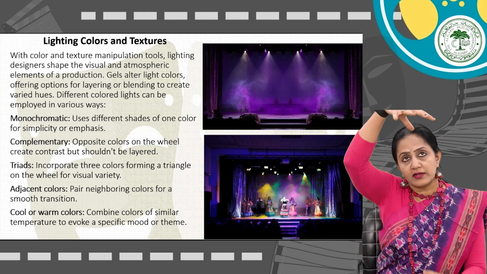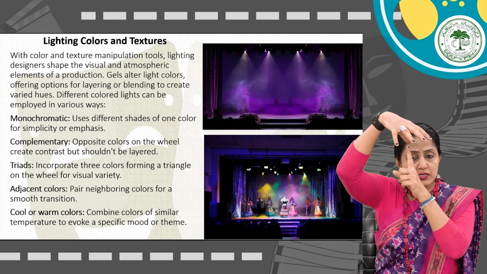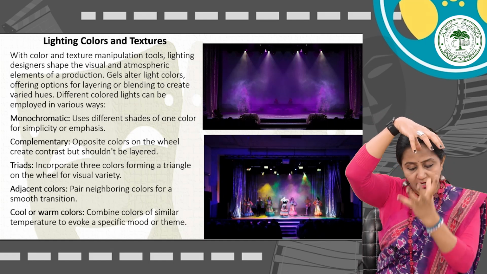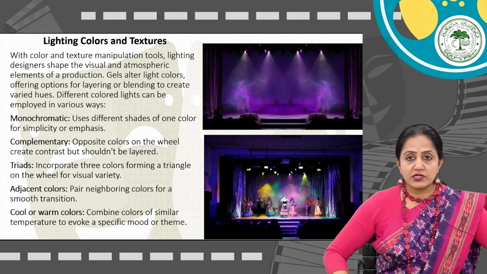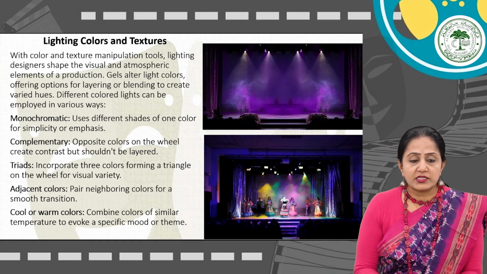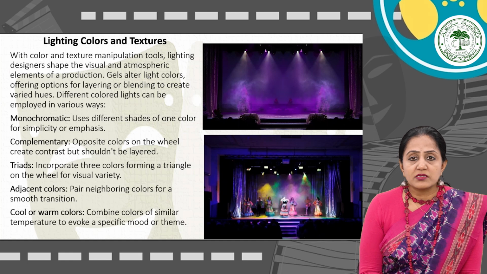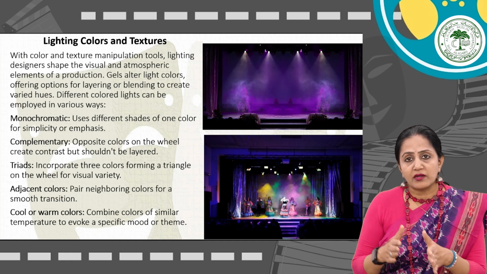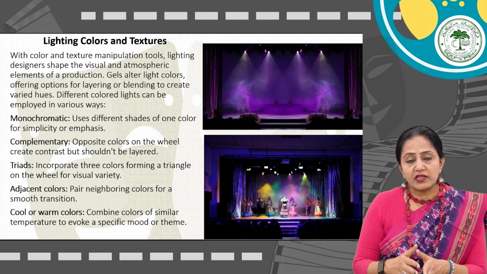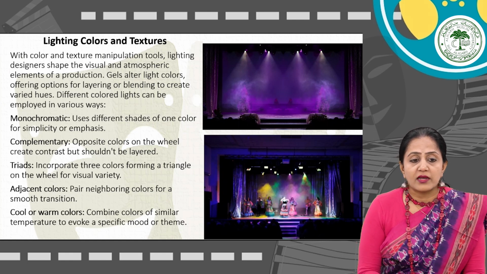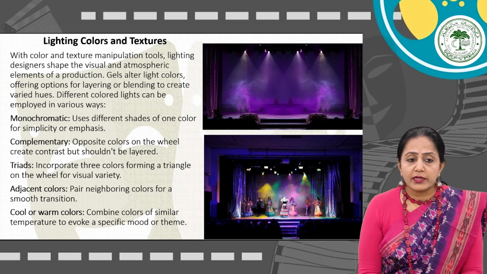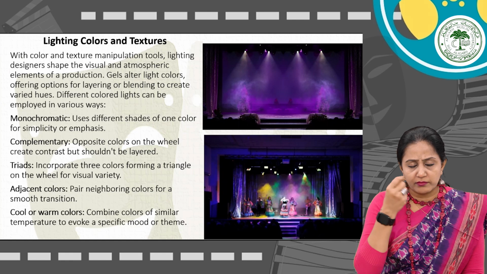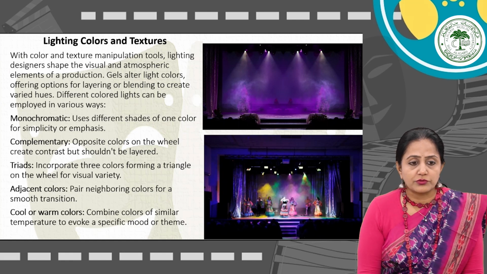So if you have the wheel and you have three different colors of lights, that will create a triad of colors and lead to variety. Adjacent colors means colors which are similar, like blue and green, pink and red, orange and yellow, light green and dark green. These neighboring colors are used for smooth transitioning, and that is also required. You can do according to what you need to do.